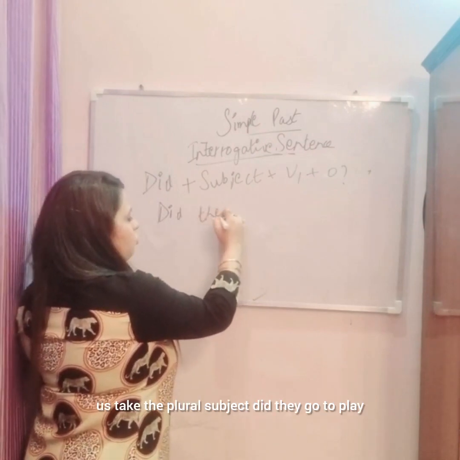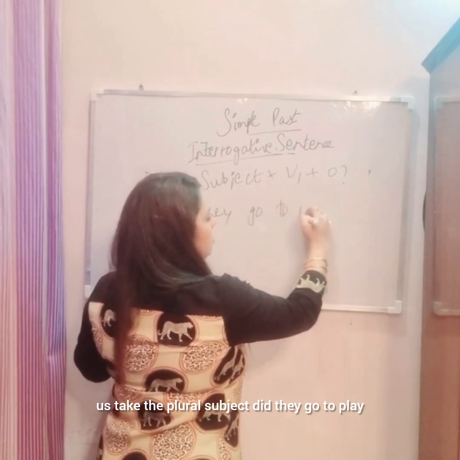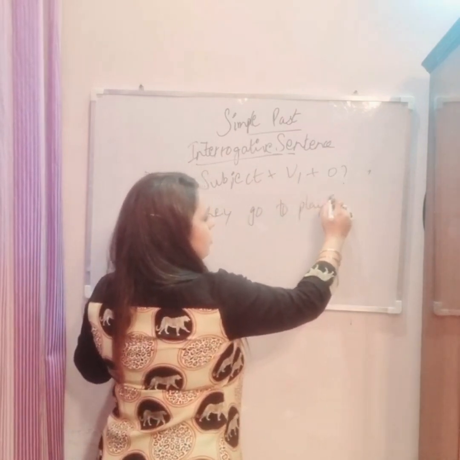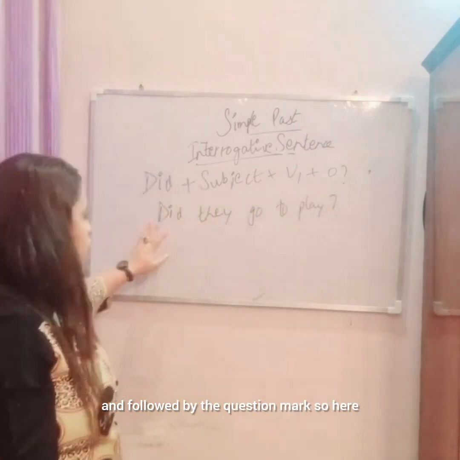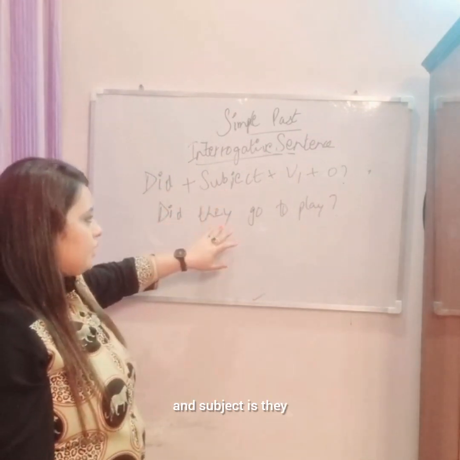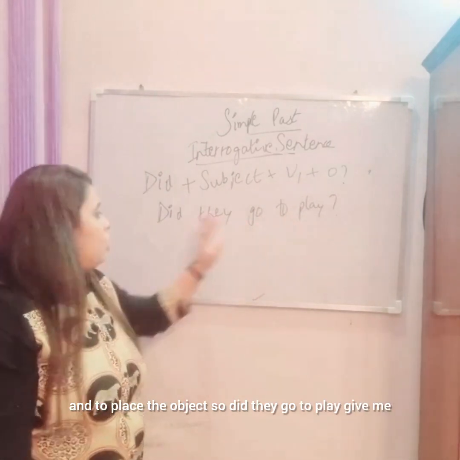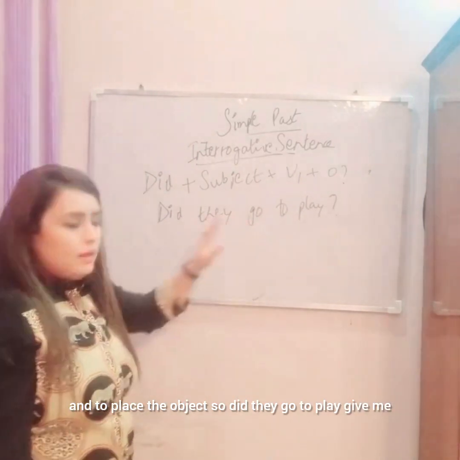Here let us take the plural subject. Did they go to play? And followed by the question mark. So here did is the same as it's written in the rule, and subject is they, and word first form is go, and to play is the object. So, did they go to play?